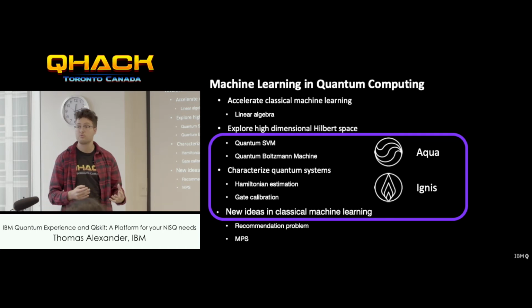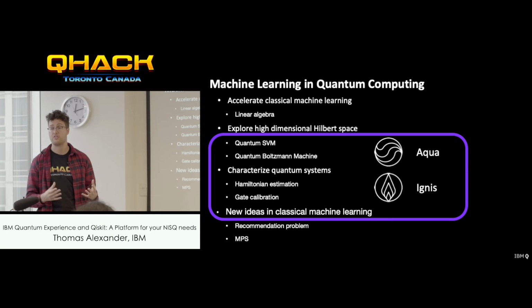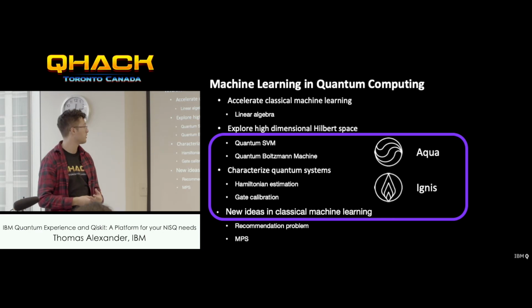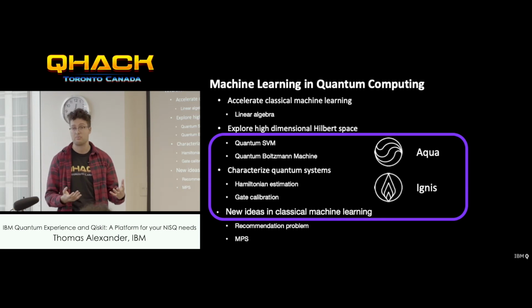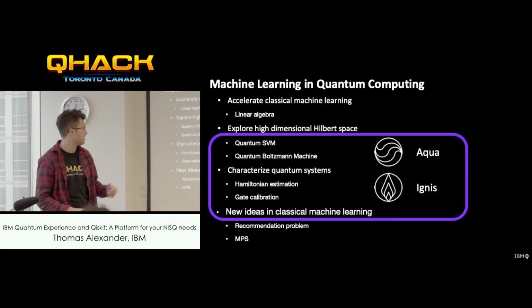And then we can also use machine learning to characterize quantum systems, because we have these near-term devices, and a lot of the time they're kind of black boxes to a degree. We can look at designing machine learning algorithms to characterize these systems. And then, of course, we're designing new algorithms in the classical machine learning realm that are inspired by quantum machine learning. These are also cool ideas.